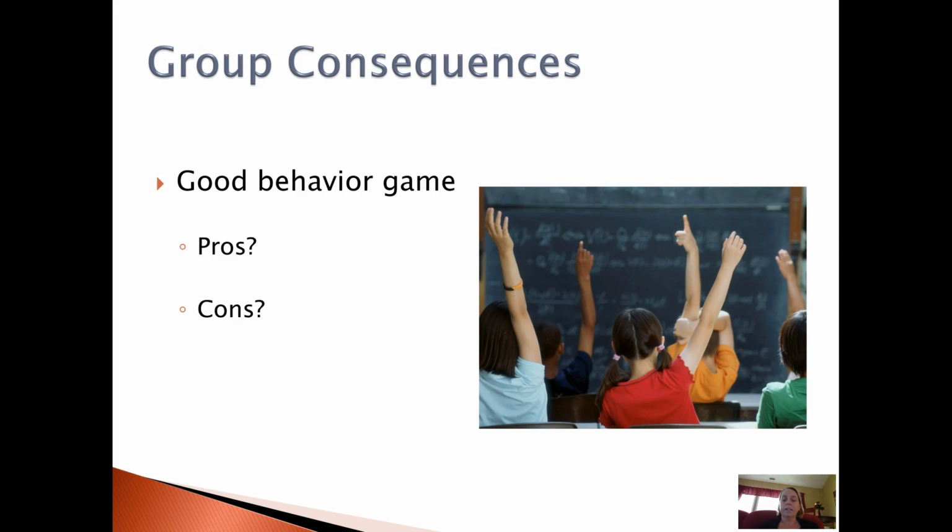Okay, and then I think this is the last thing we're going to talk about, which is group consequences. So there are some teachers who like to use the everybody kind of decides whether you're going to get a good or bad consequence. So as a class, if you all do the right thing, we're going to get a pizza party, and if not everybody does the right thing, then we're not. And as you can imagine, there's some pros and some cons associated with this.